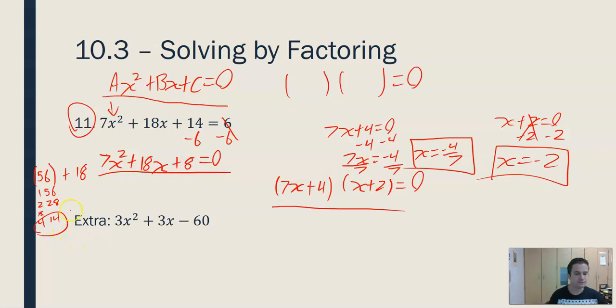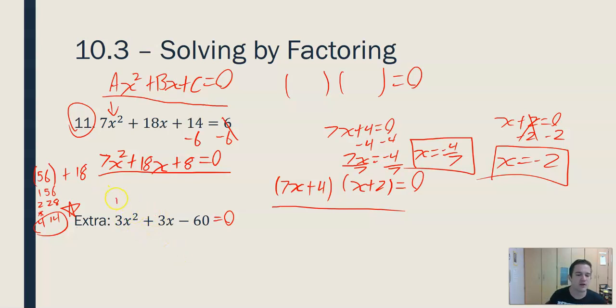So that was number 11 on your review worksheet. This is an extra example that we're going to go ahead and do. I have 3x squared plus 3x minus 60 equals 0. I should have put equals 0 on here. I apologize. So I'm going to want to try and factor this expression because there's an a term, a b term, and a c term.